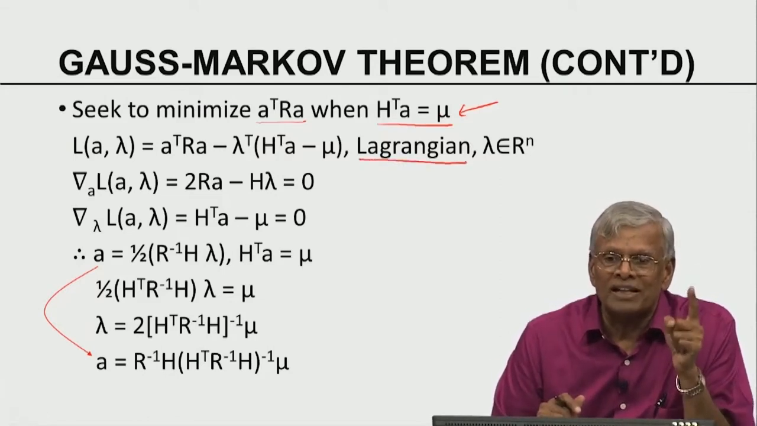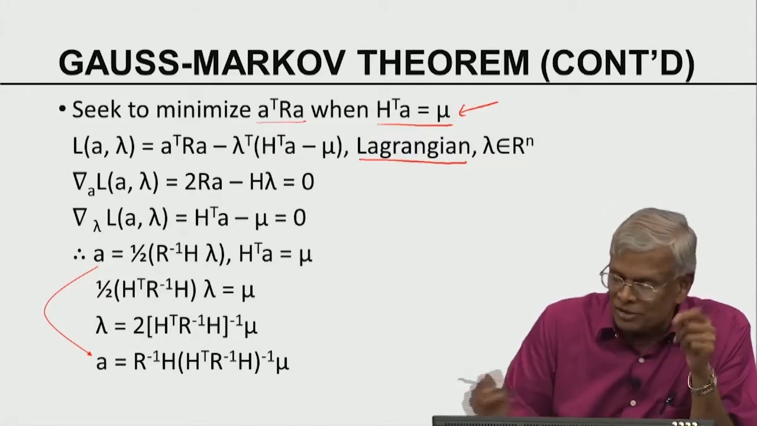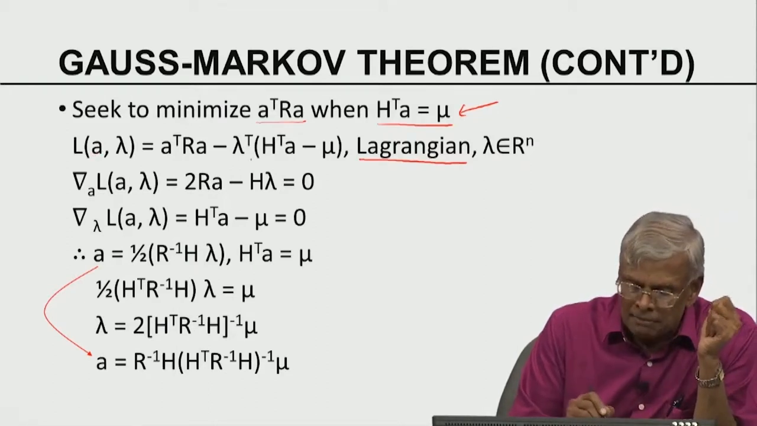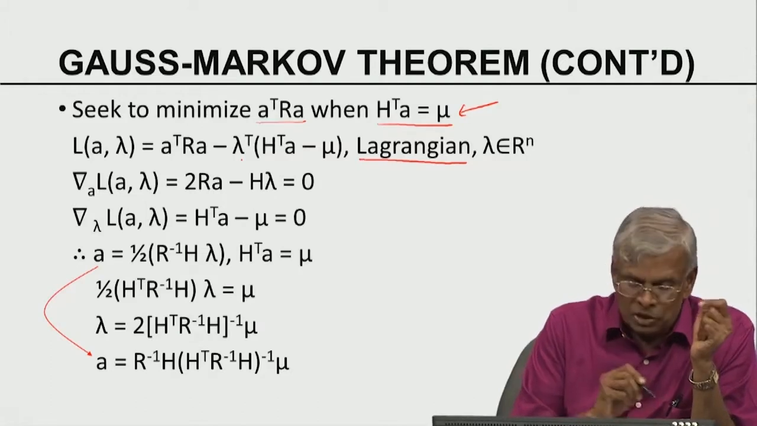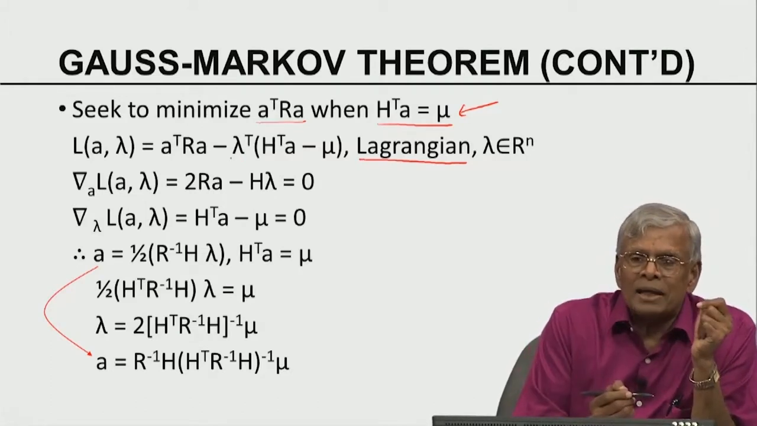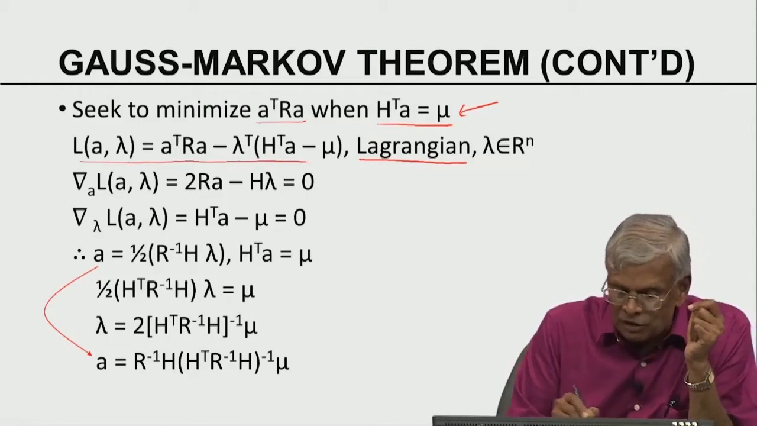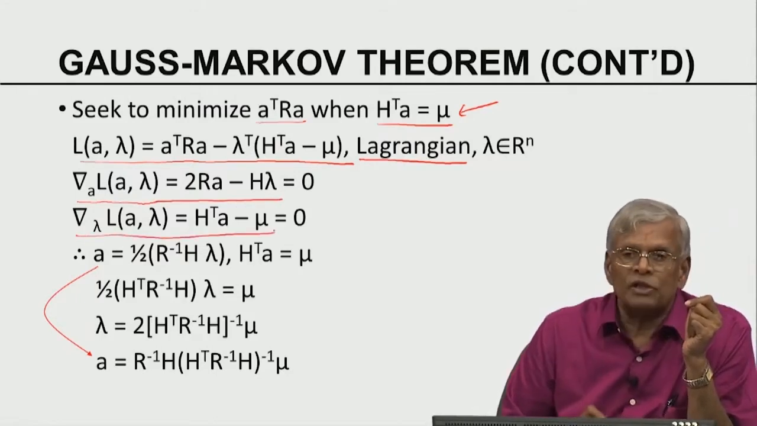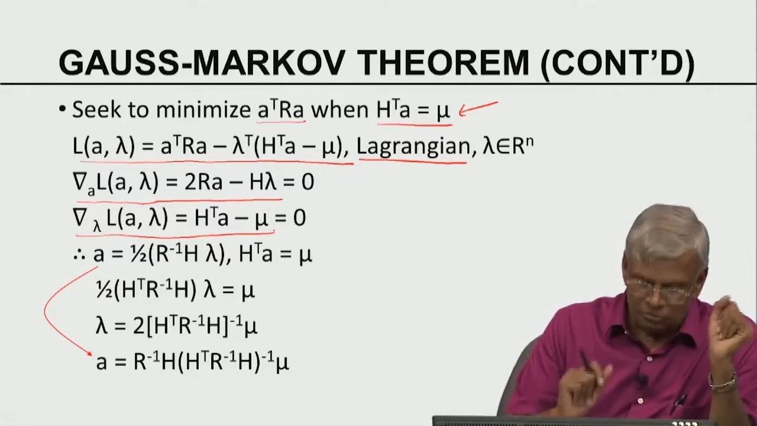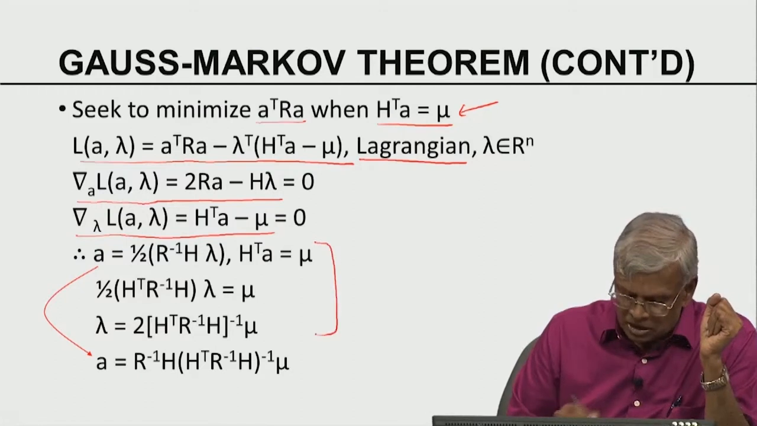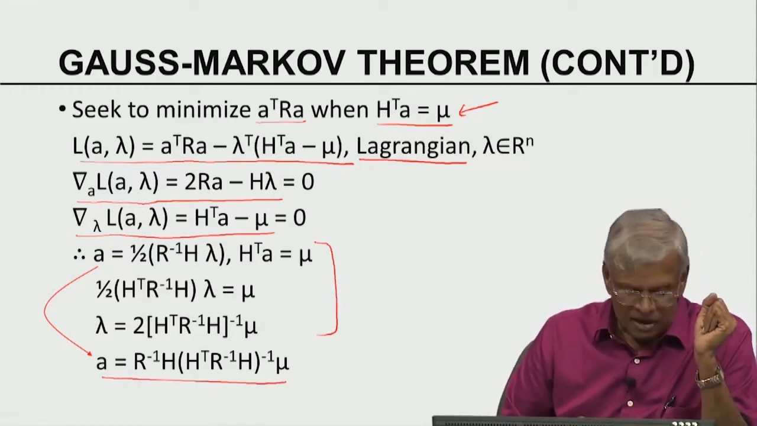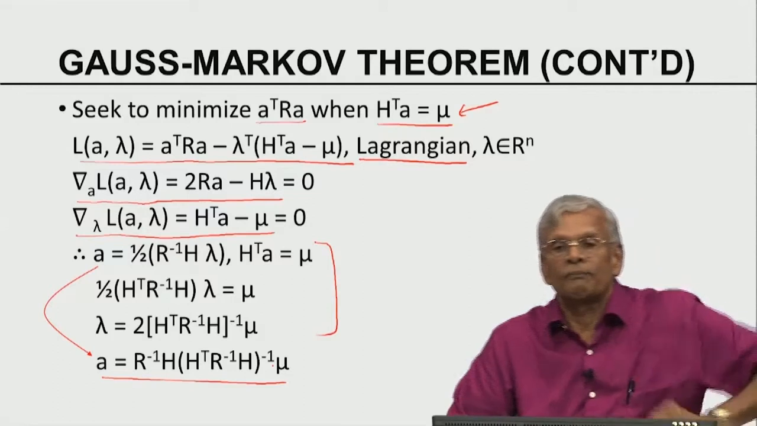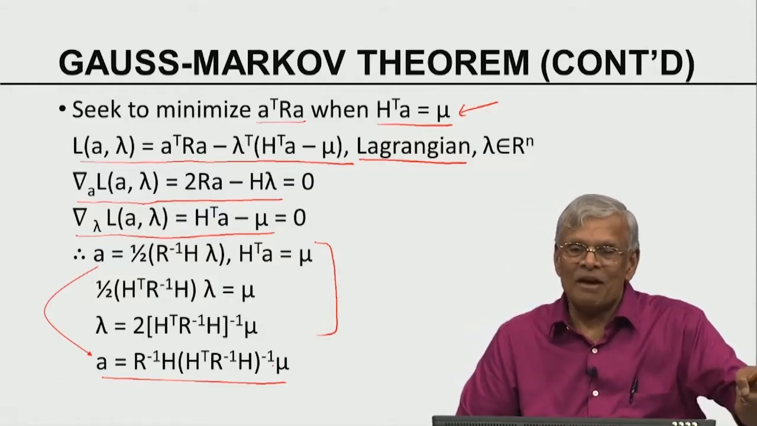Now you know the importance of multivariate calculus, optimization theory. So formulate this as a Lagrangian problem. A is a free variable with respect to which I am going to do the minimization. Lambda is a vector with respect to which I am going to build my constraint into my Lagrangian function. So this is the Lagrangian function. Compute the gradient of the Lagrangian function with respect to A. Compute the gradient with respect to lambda. Equate them to 0. Solve them simultaneously. The solution process is given here. Ultimately, the minimizing A is given by A is equal to R inverse H, H transpose R inverse H inverse mu. Wow. Look at this now.